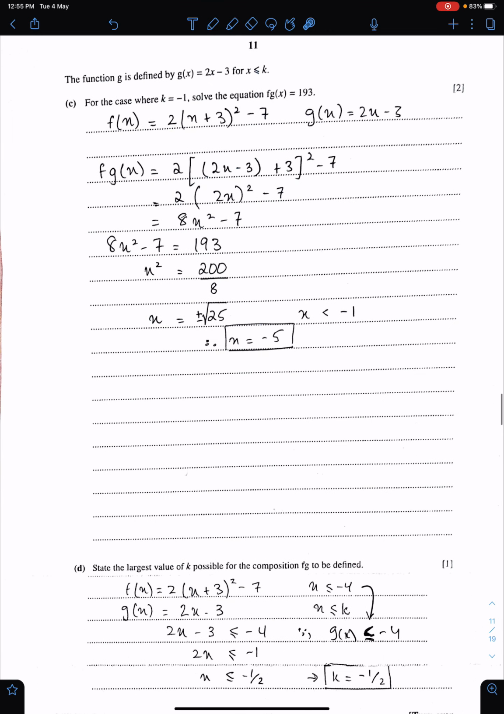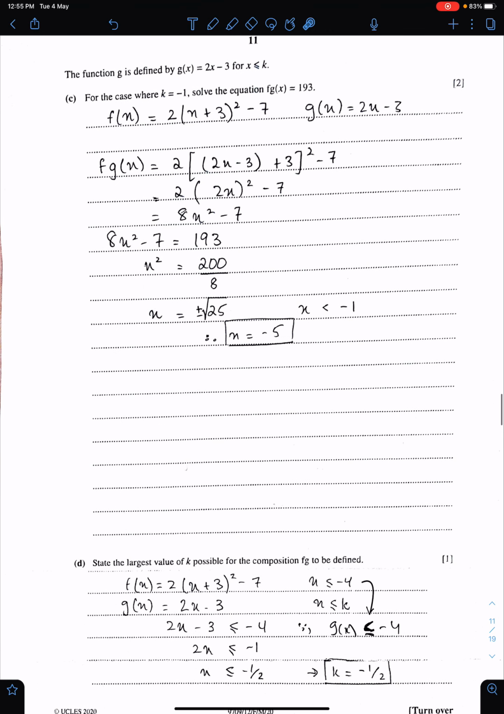The next part of this question. The function g is defined by 2x minus 3 for x less than or equal to k. For the case where k is minus 1, solve this equation. This is simple. First, work for fg(x). We find fg by replacing x of f by g. This is the x of f, and we replace this x by g. This is equal to 193. So we have got minus 5. We got two values, but according to this domain, the answer is minus 5.